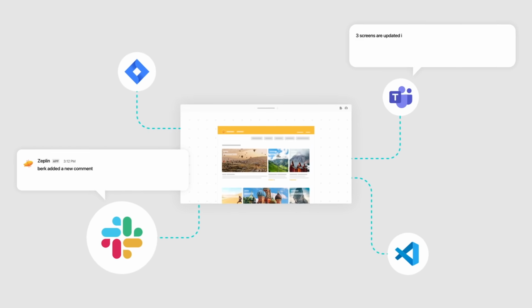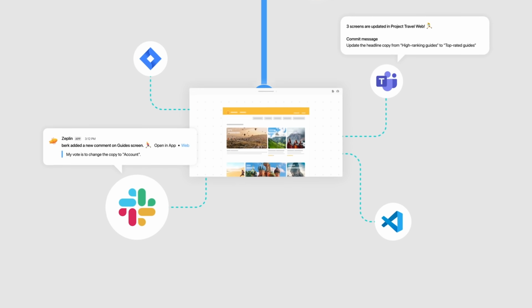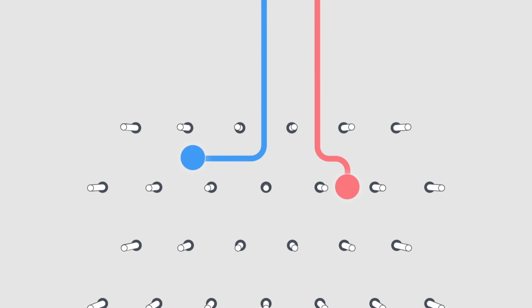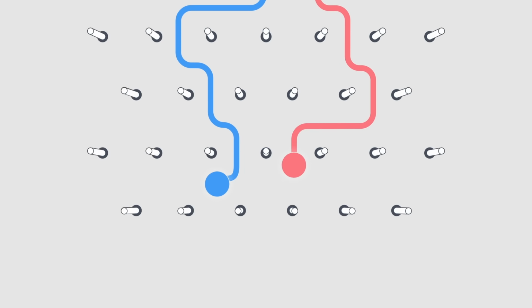Finally, we know every development process is unique. So we built Zeplin to adapt to the way you like to work. And with our API and webhooks, you can even build custom workflows to suit your specific process.